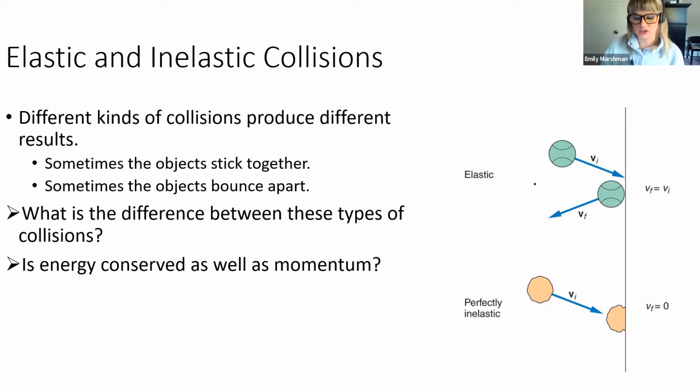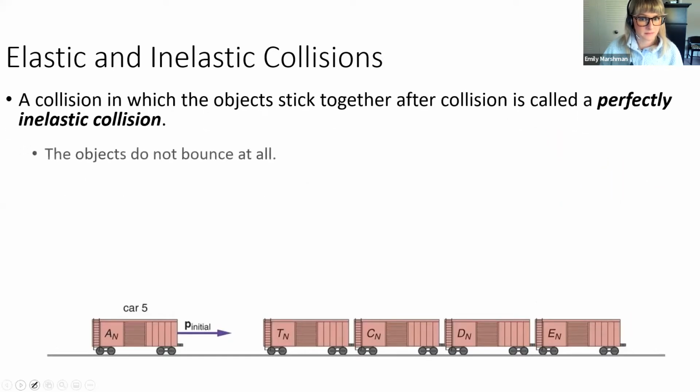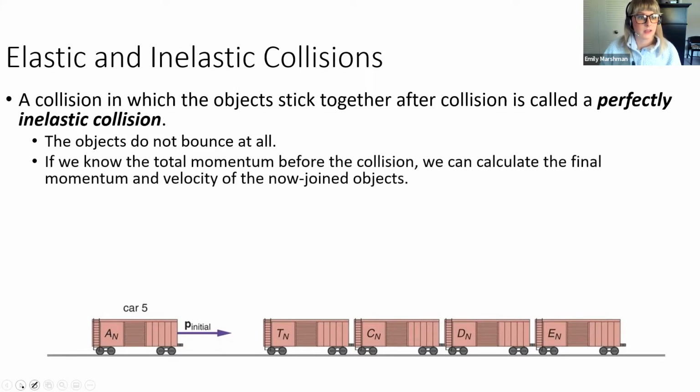That's called an elastic collision. The other kind of collision is called an inelastic collision, in which the objects end up sticking together. So the example of the two football players colliding and sticking together would be considered an inelastic collision. If two cars collide and couple together and stick together after the collision, that would be called an inelastic collision. So an inelastic collision is one in which the objects stick together, they do not bounce.